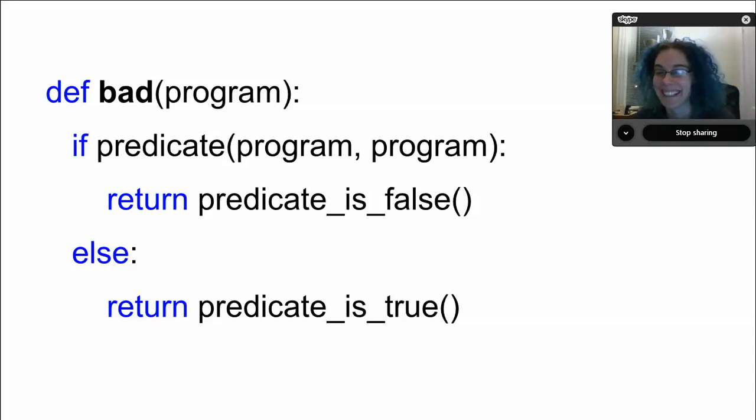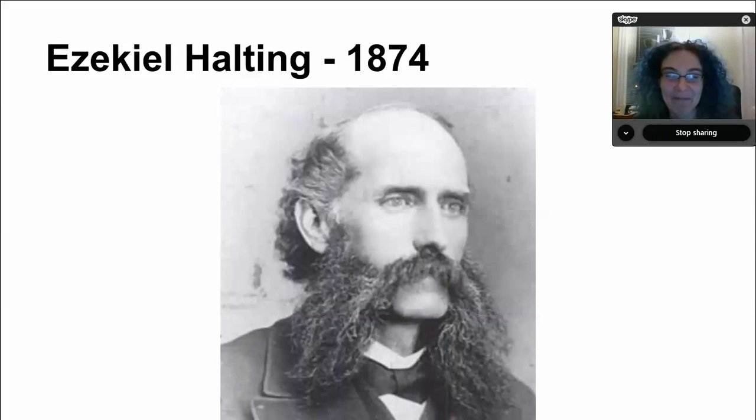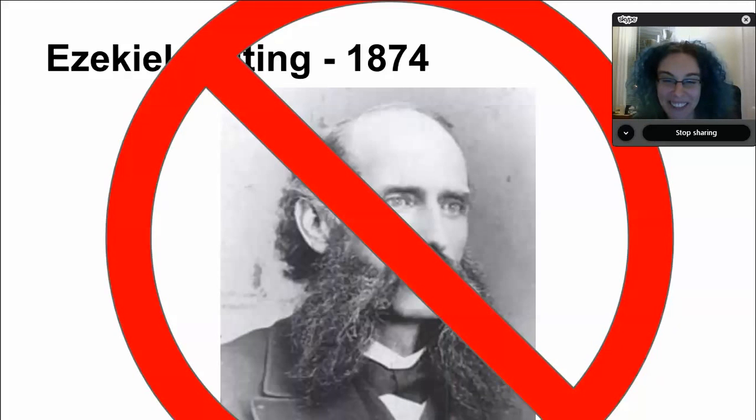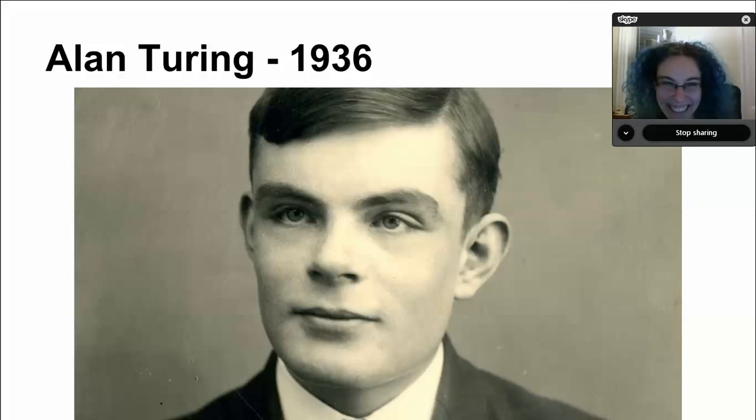Okay, well, one last thing. The halting problem was invented by Ezekiel Halting in 1875. I don't believe you. No, that's a lie. I wanted to do that because it was hilarious. It was actually Alan Turing in 1936. Is that actually a dude, though? No, that's just a funny face I found on the internet.